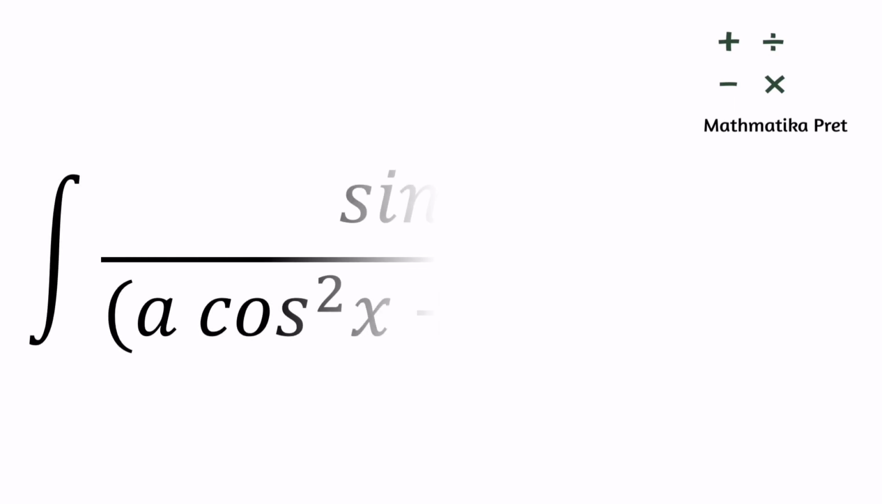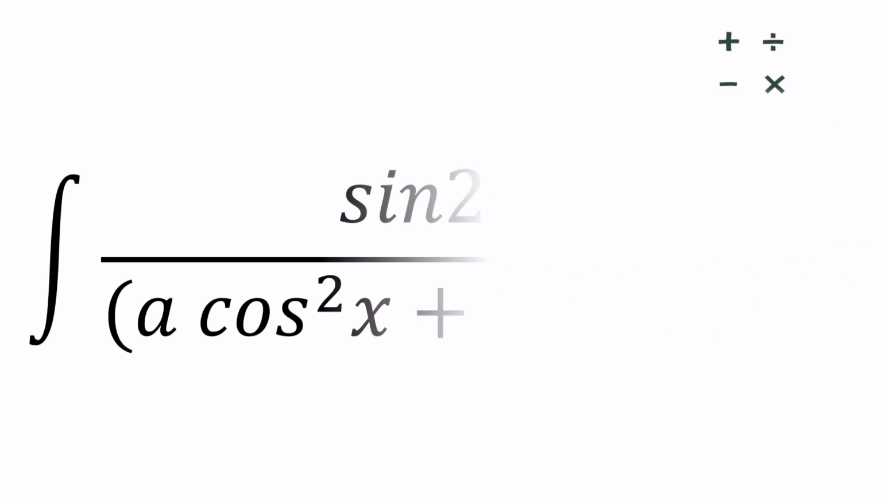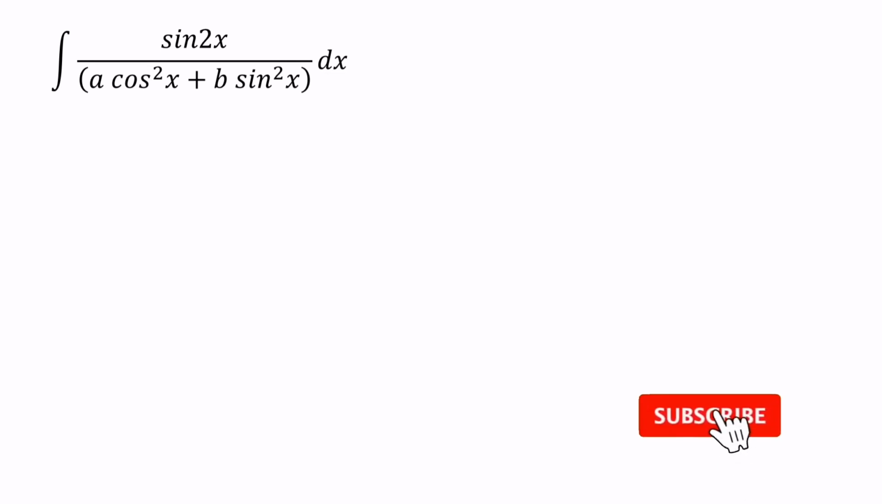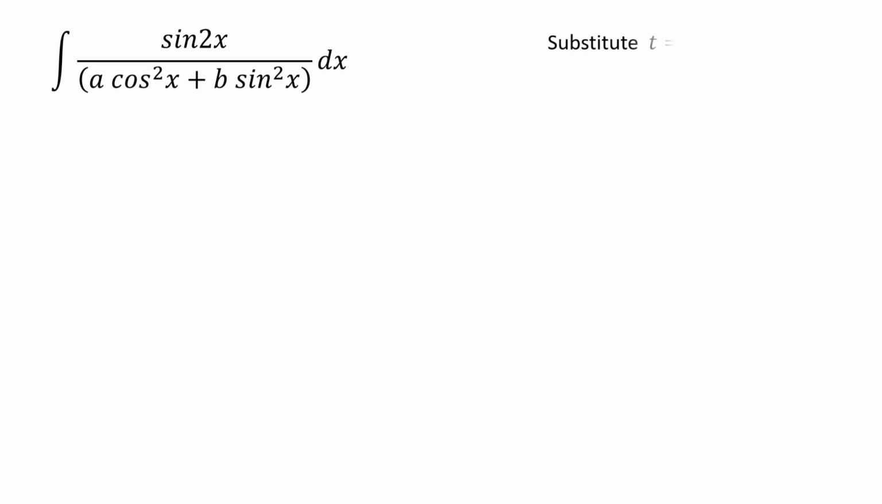Welcome to another video. In this video, we are going to solve the integral of sin 2x over a cos² x plus b sin² x dx. To convert this complex denominator to a simple form, we can give a substitution. We can substitute t as a cos² x plus b sin² x.